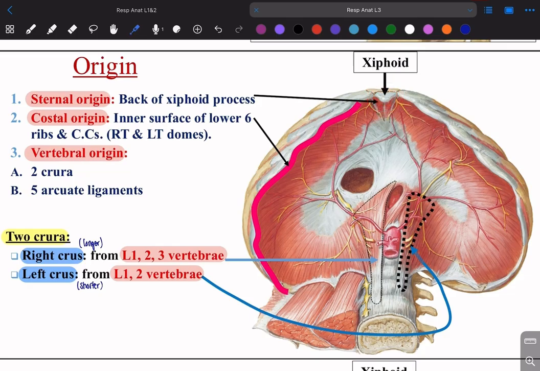So which part of the xiphoid process? The back, or the lower part of the xiphoid process. Okay, so the back of the xiphoid process is gonna be the sternal origin for the diaphragm.